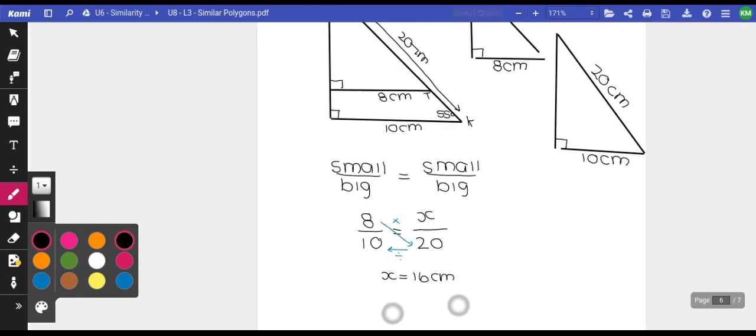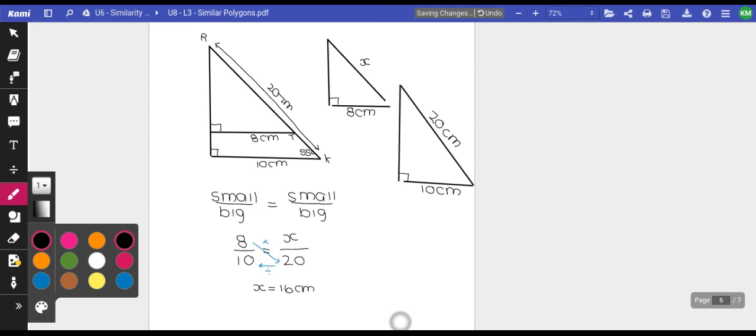So if you get a question like this, step 1, draw your separate shapes. Step 2, small over big equals small over big. Label the one that you know both pieces and decide where your other piece goes. Are we okay with that?